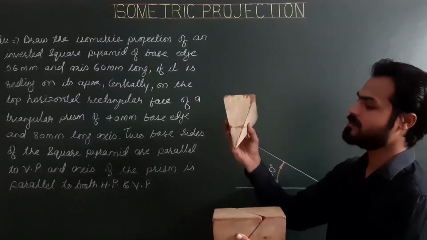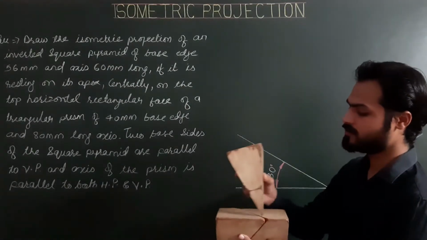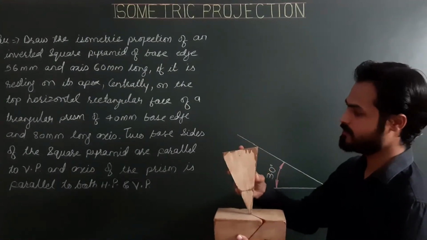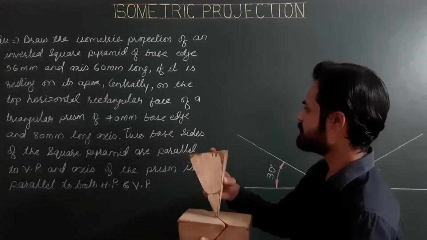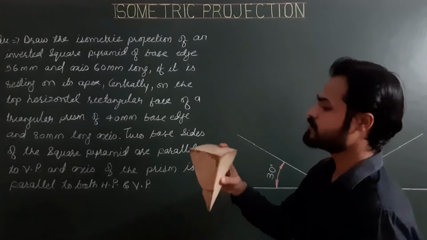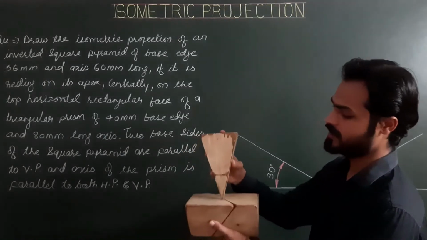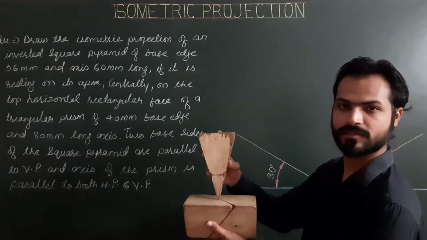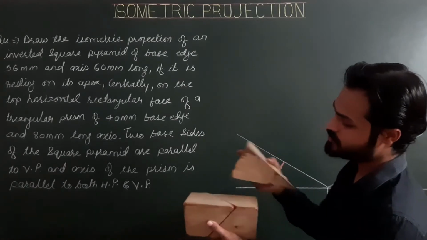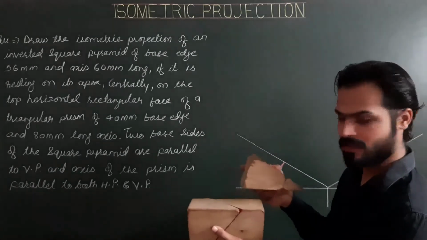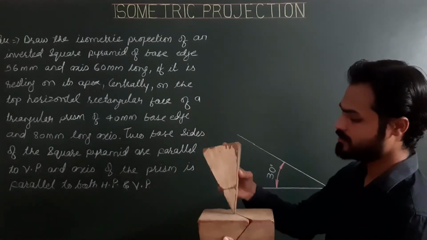Centrally means the apex will be on the center of the top rectangular face of the triangular prism, and two base sides of the square pyramid are parallel to VP. So these two sides are parallel to VP. So this is the final position of the given combination. Here in construction 1, first we are required to draw projections of this prism which is resting on its generator, and then we will project this pyramid.